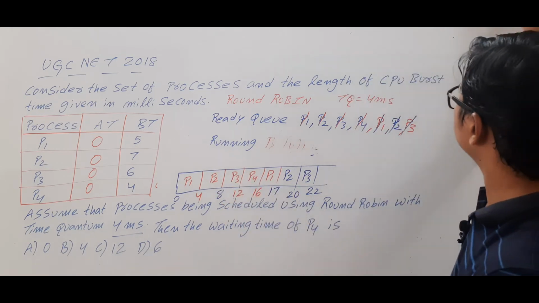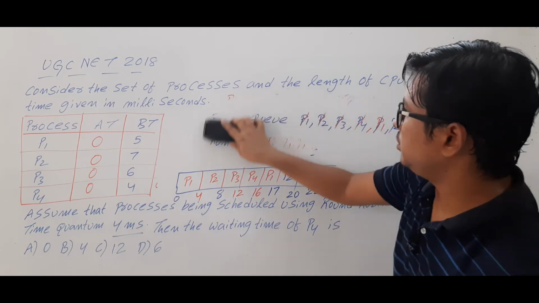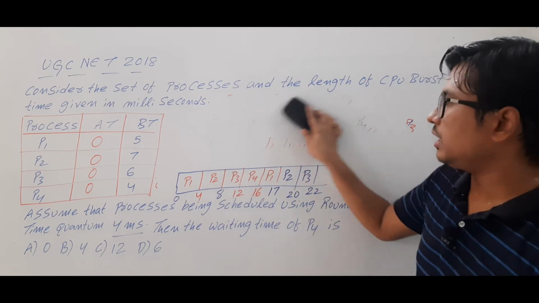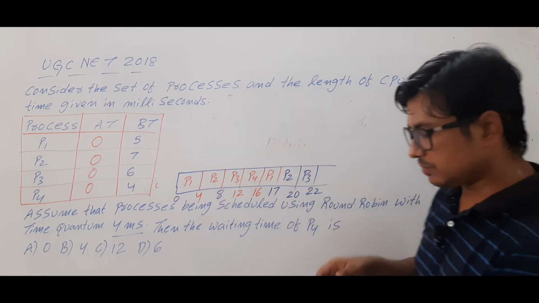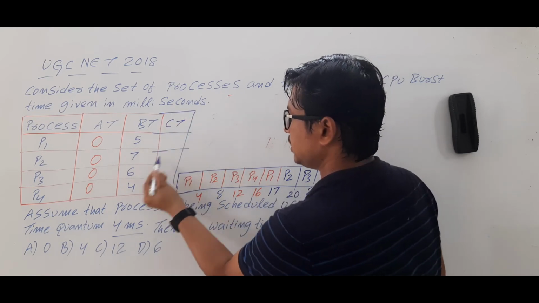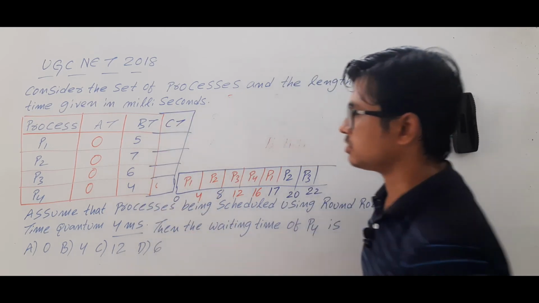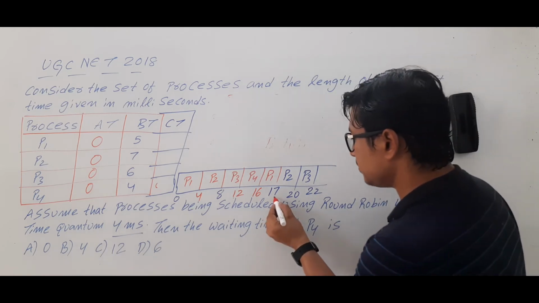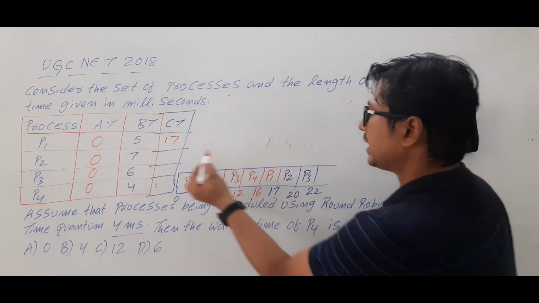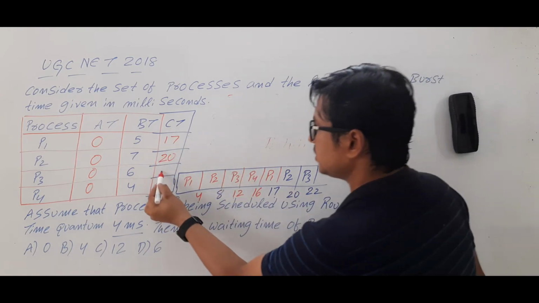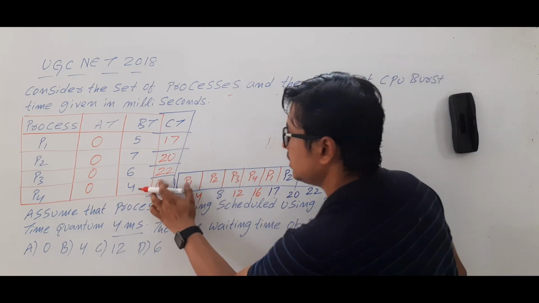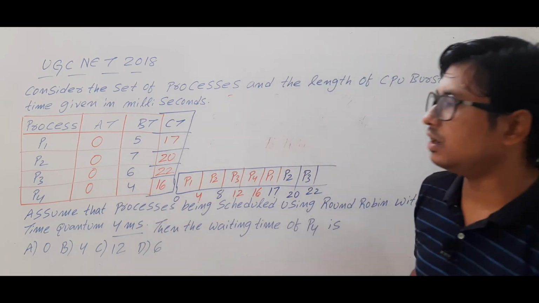Now we need to compute the waiting time of process P4. To do that, we need to find the completion time and turnaround time of each process. First, let me compute the completion time of each process: P1, P2, P3, P4. Process P1 is completed at 17 milliseconds, process P2 at 20, process P3 at 22, and process P4 has completed at 16 milliseconds. So we got the completion times.